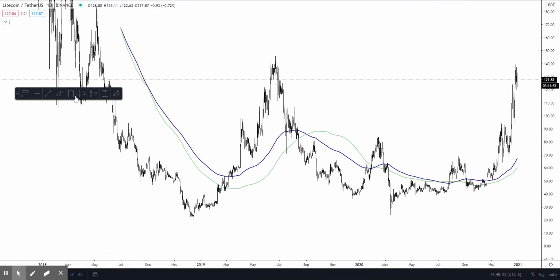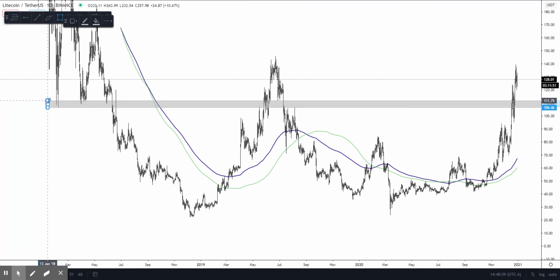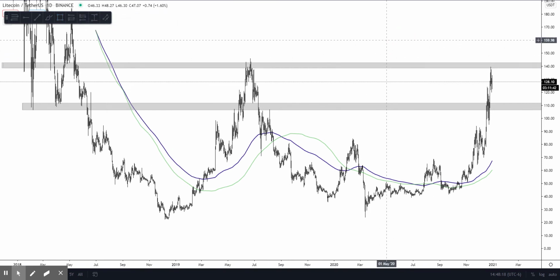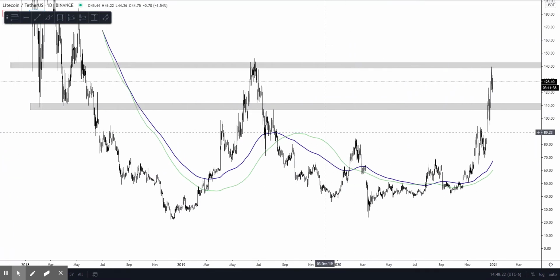So Litecoin USDT, let's mark out some zones. Let's see, is there anything here for me? Looks like there is. And then if we zoom in, on our 4 hour, there's probably more for us. Hold on.